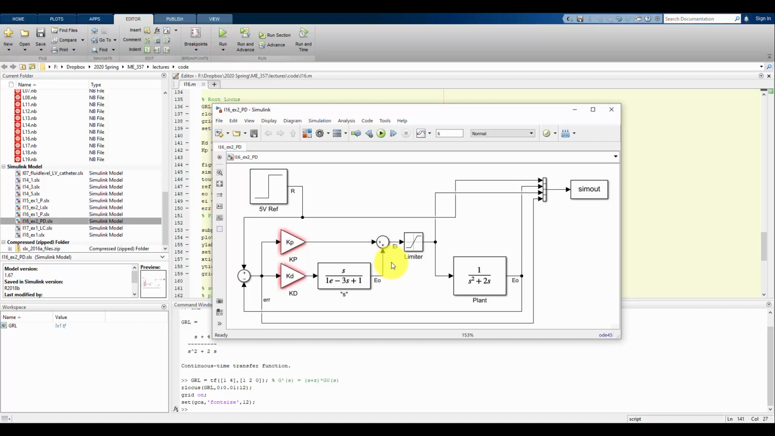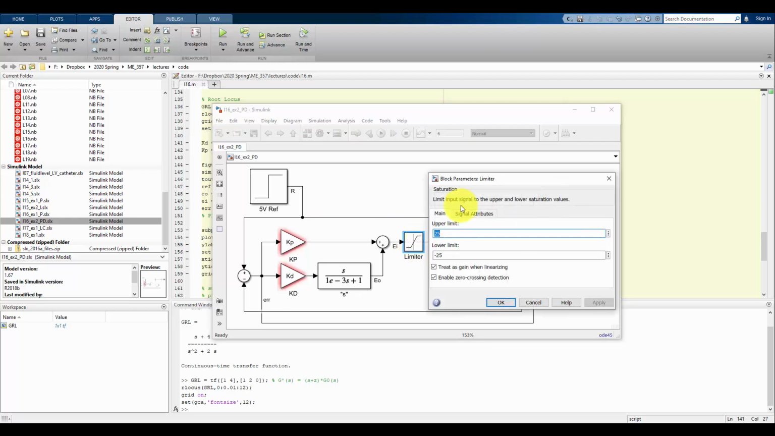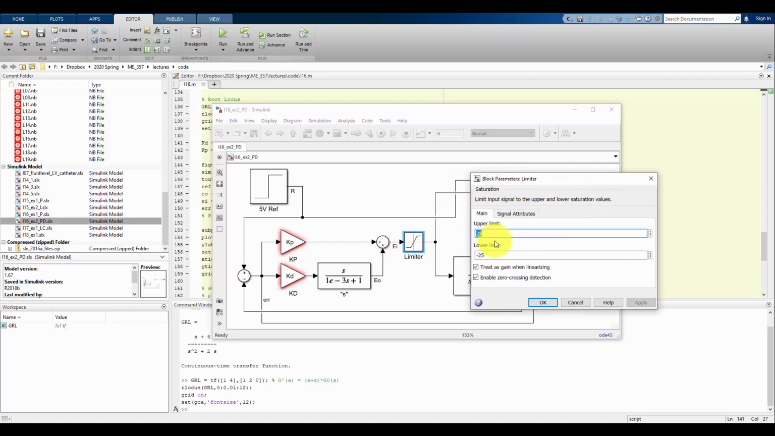Now another little feature that I put into here was, I'm calling it a limiter, but it's a block called a saturation block in Simulink. And if I open up that, what this is going to do, it limits what the value of EI actually can be.